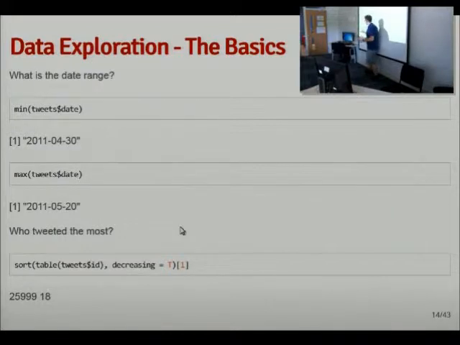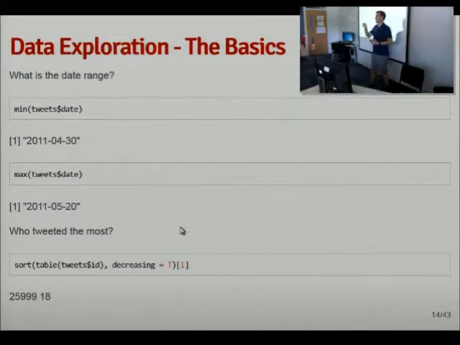Now a table is basically a way of aggregating the data. It shows how many unique IDs exist in the tweets ID column, and it gives us a table out. From that table, we can then sort it into decreasing values. And then, to make it more complicated, we extract just the first value in that range. What we get back then is the person who tweeted the most.